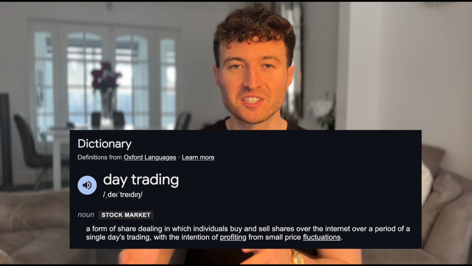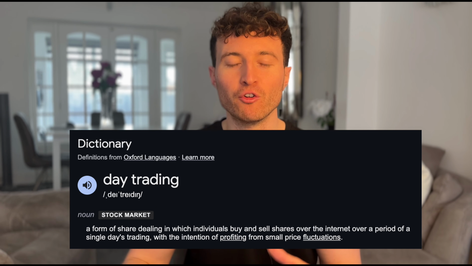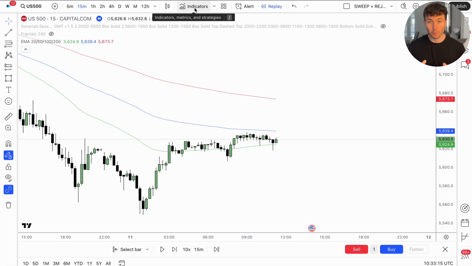First, let's define day trading using the Google definition. This is where you buy and sell an asset over the period of a single day's trading with the intentions of profiting from small price fluctuations. So this just means we're getting in and out of the market, and often we're not holding trades for more than a day. A huge problem that so many traders face is understanding whether you should be looking for buys or whether you should be looking for sells.